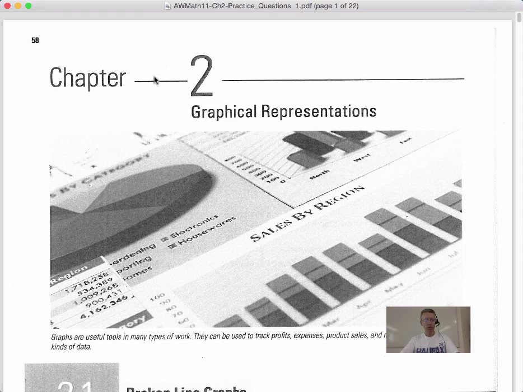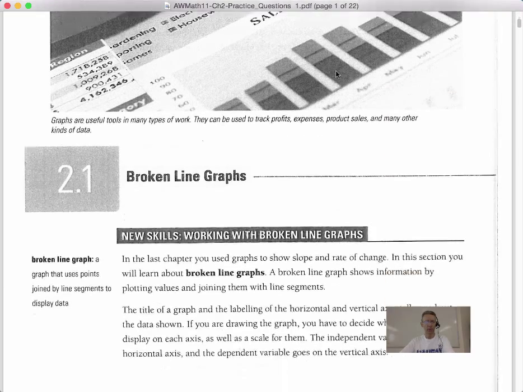Hi, okay, so this is chapter 2 here, talking about graphical representations, and these are very useful, and you come across them often in the newspaper when they're reporting statistics and profits, or even the stock exchange. It says here they can be used to track profits, expenses, product sales, and many other kinds of data, and it's good to know how to read these. It's good to know how to actually construct them also. So let's take a look here.